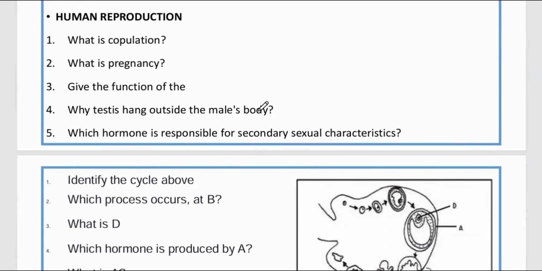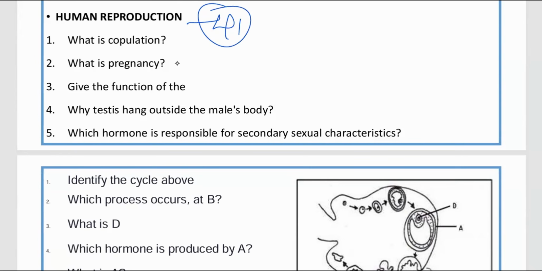The first question is asking copulation, human reproduction. Copulation is basically the action of the insertion of the penis into the vagina. That is what you call copulation.